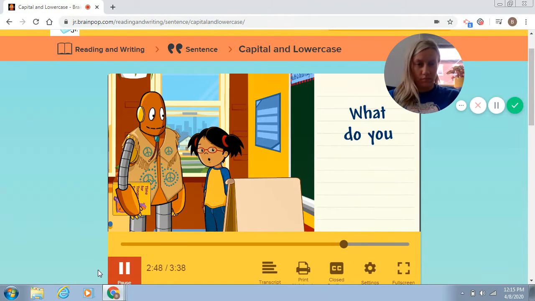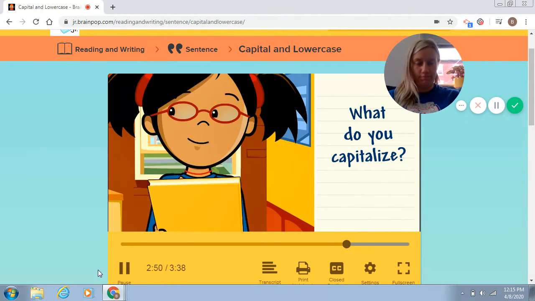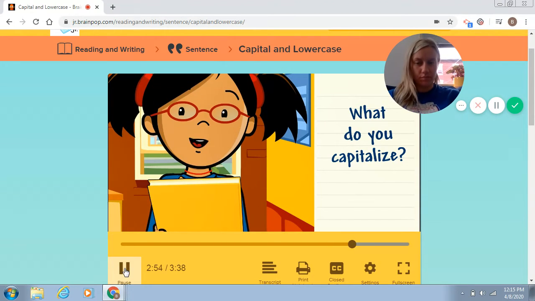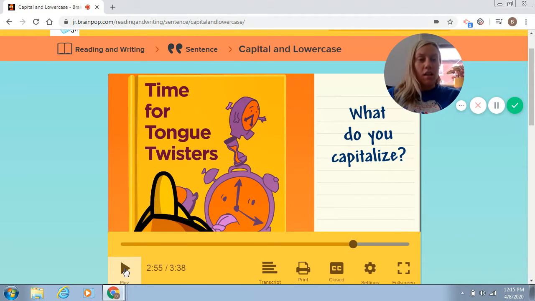What else do you capitalize? Thanks, Moby. Hey, the title of this book is capitalized. If you look at the title of the book, it's the name of the book. So even if it's the name of a book, the name of your street, the name of yourself, the name of your family member, the name of your favorite restaurant, the name of a movie, it always gets a capital letter.